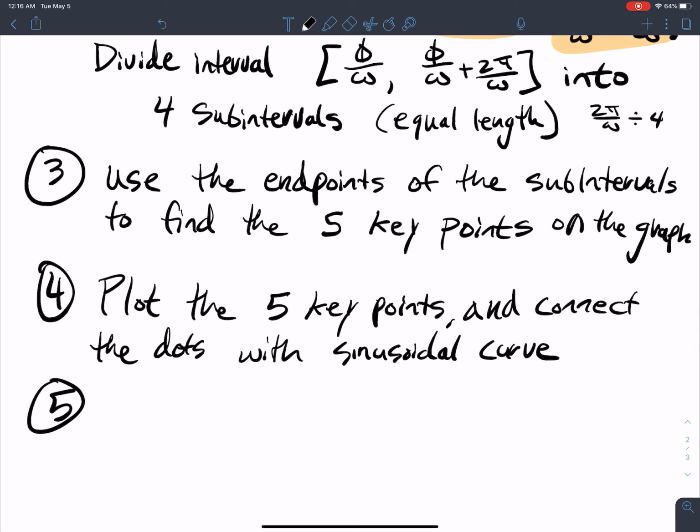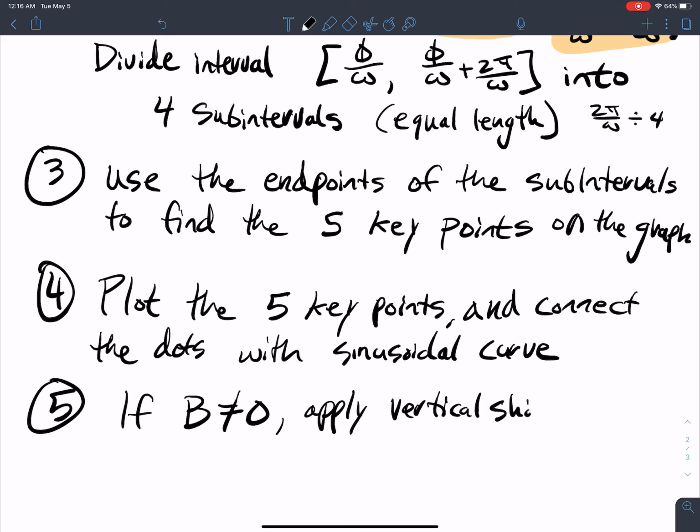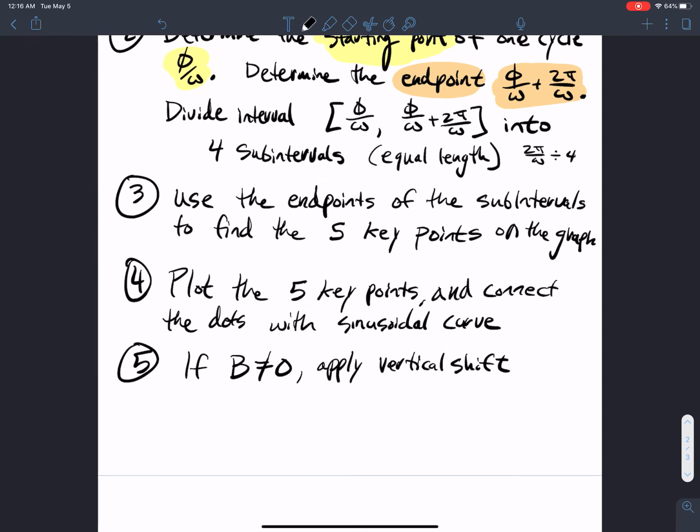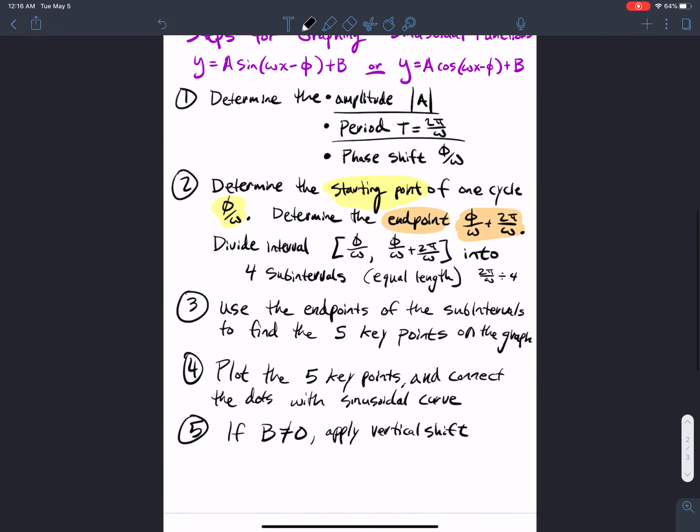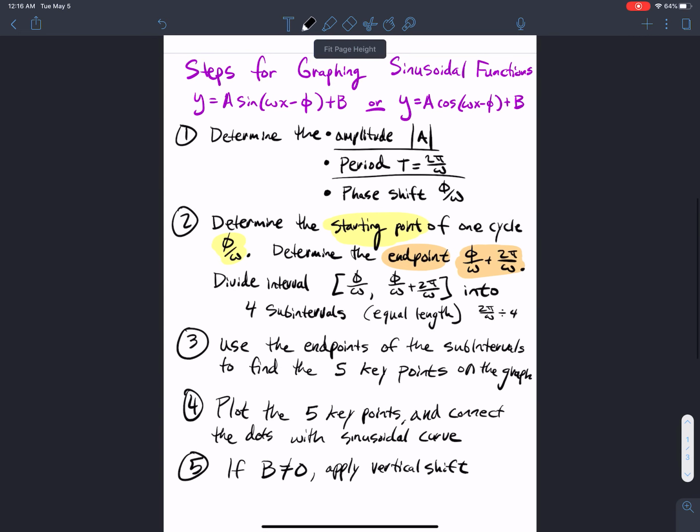Step 5. If B is not equal to 0, then apply the vertical shift, either up for positive B's and down for negative B's. So those are the steps that you work through.